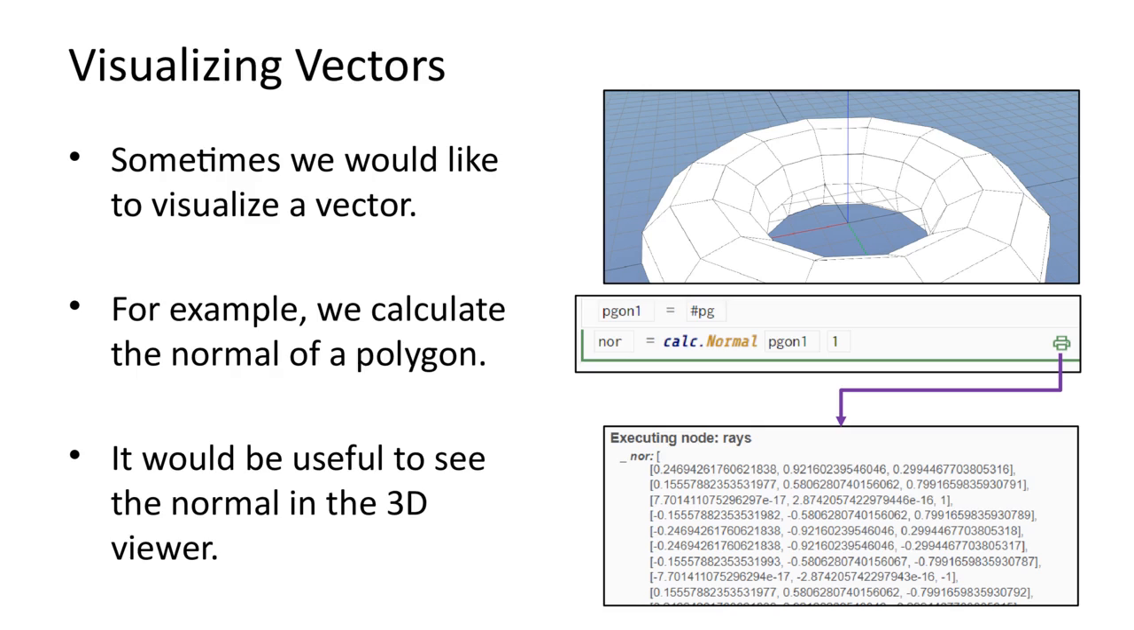Finally, let's look at how we can visualize vectors. In some slides, we draw arrows to make it clear what is happening. But these arrows are not part of the 3D model. In the example, we get all the polygons in the model and calculate the normal. We can print the result, and we can see that we get a bunch of vectors. But we cannot see the vectors in the 3D view.